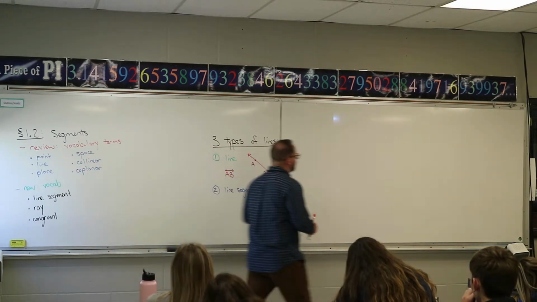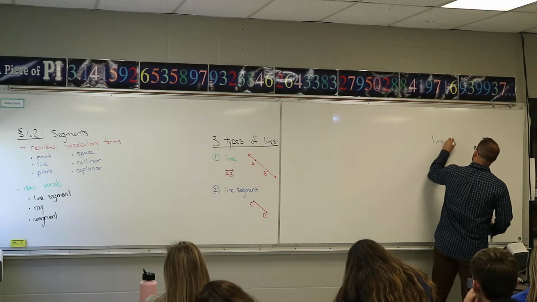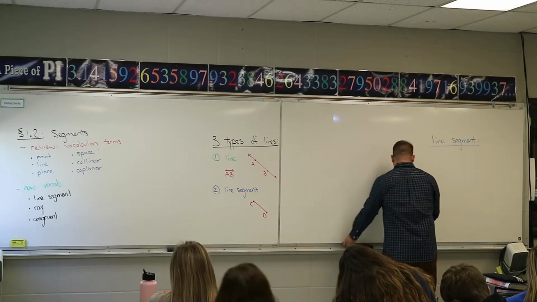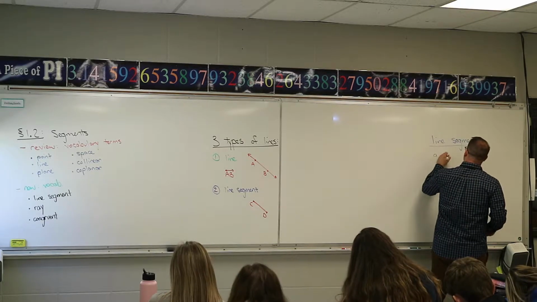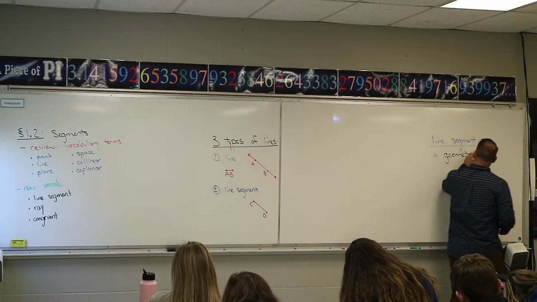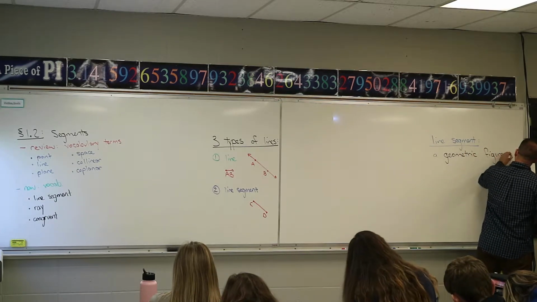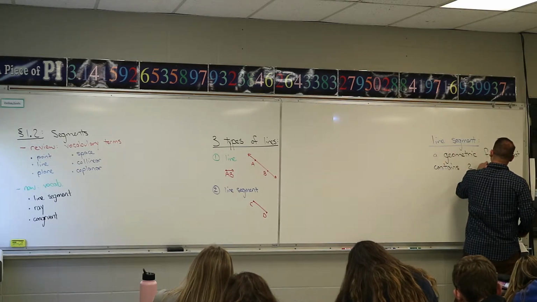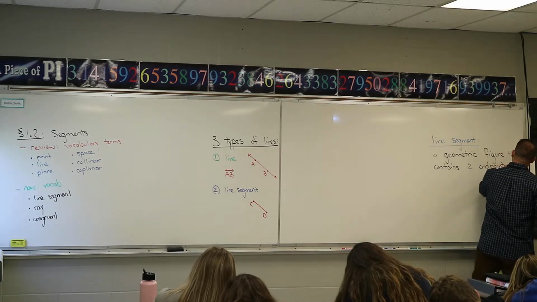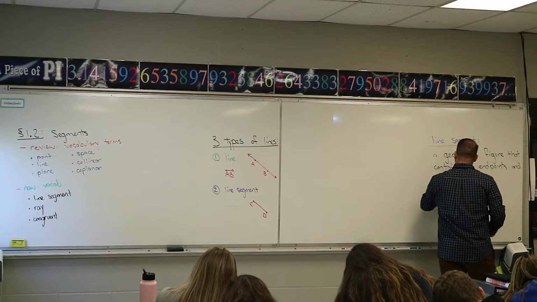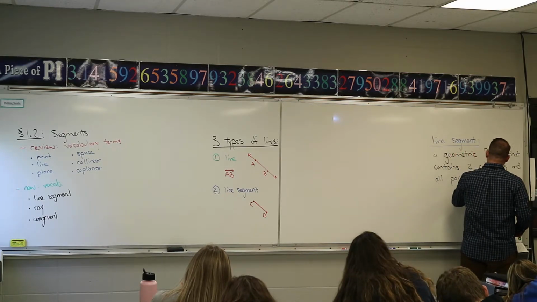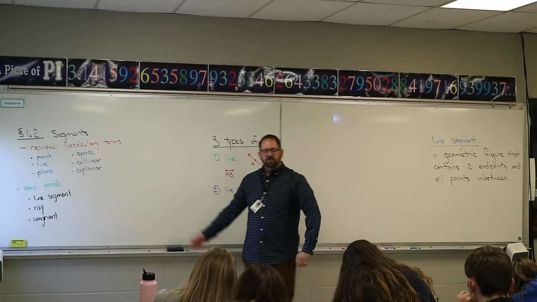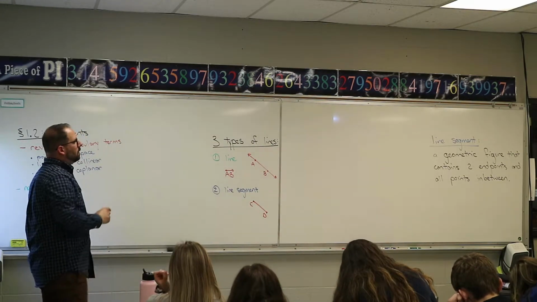All right, let's write down the definition here. Line segments. It is a geometric figure that contains 2 endpoints and all points in between. A geometric figure that contains 2 endpoints and all points in between.